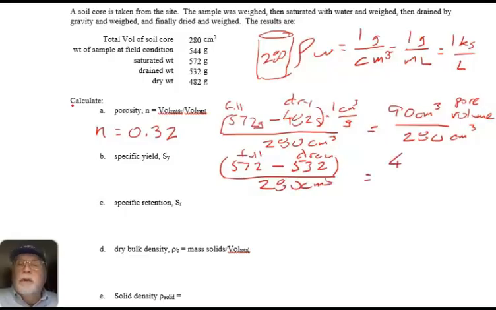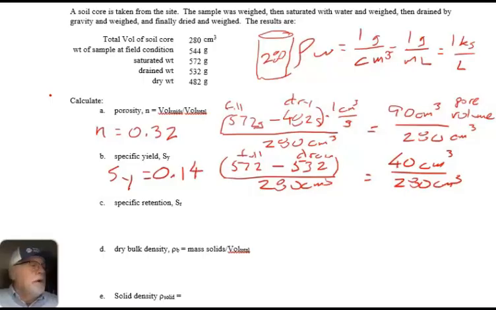So it's 40 cubic centimeters drained over 280 total. So the specific yield is 14%, or 0.14. So specific retention, remember the specific yield plus the specific retention equals the porosity.